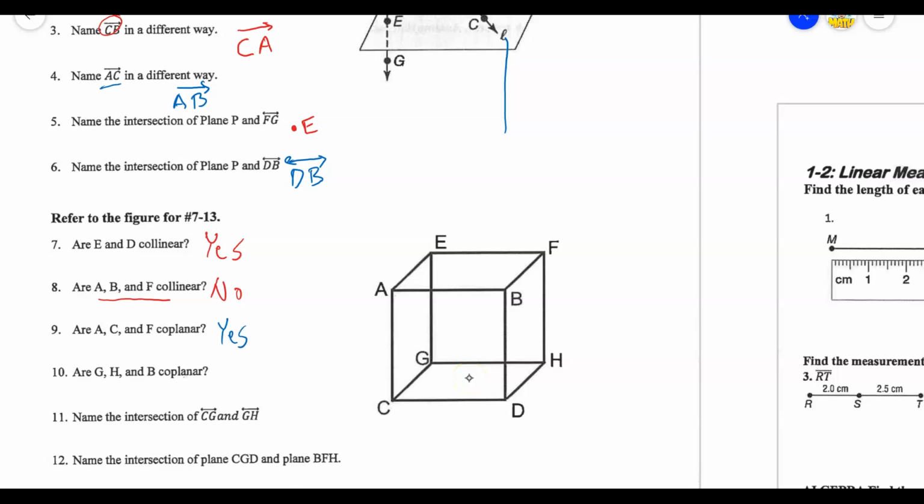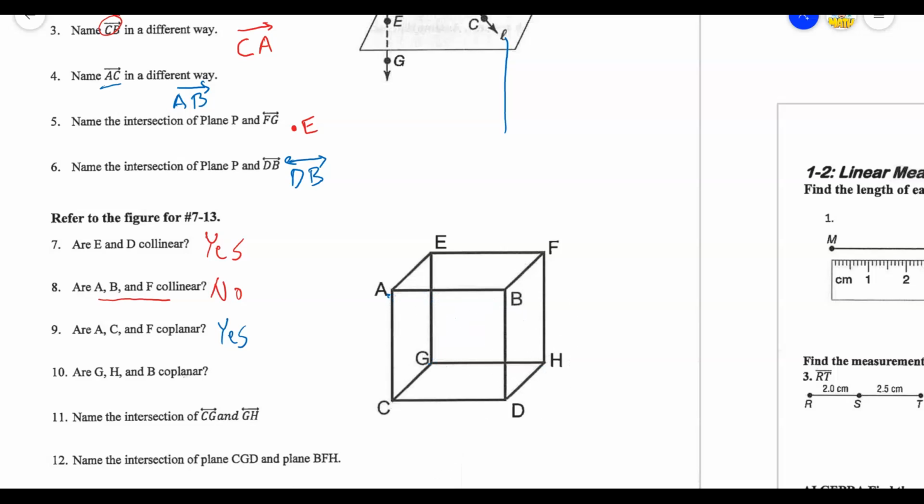Same thing here with G, H, and B. If I go from G to H, they're down here, and B is up here. Suppose I ran a plane diagonally down there, right? So kind of like this, going at an angle, sort of like a ramp, right? That ramp there from one side of the room, from the floor up to the ceiling, would contain all 3 points G, H, and B. Okay.